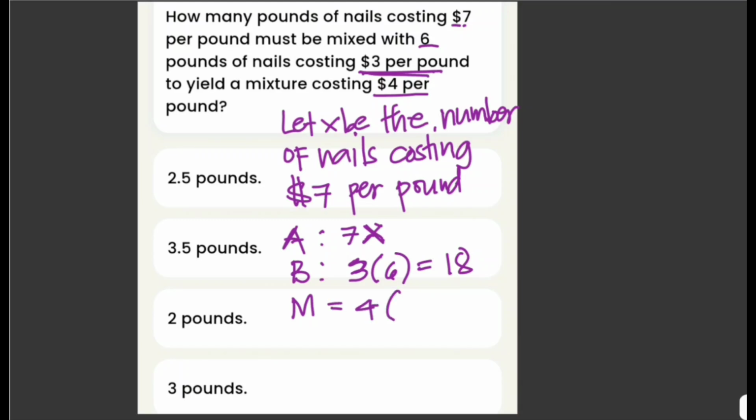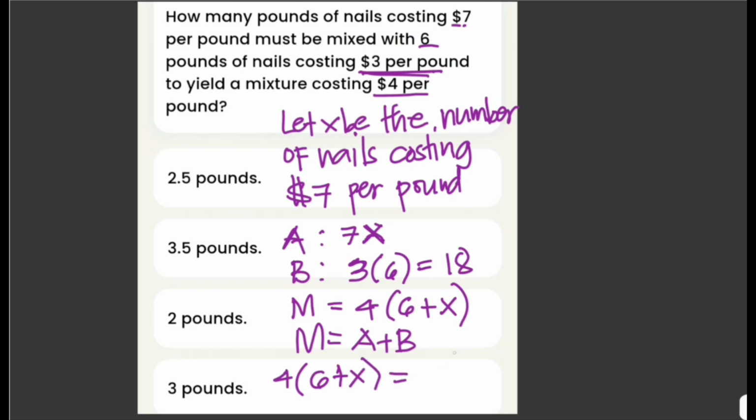And for the mixture of the 2 types of nails, that would be equal to $4 per pound times the number of pounds of nails. The first one is 6 and the other one is unknown, so that is x. And then we can create an equation out of this. So mixture equals A plus B, and that would be 4 times (6 plus x) equals 7x plus 18.